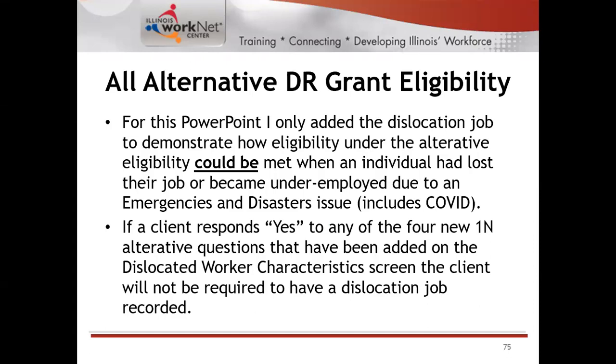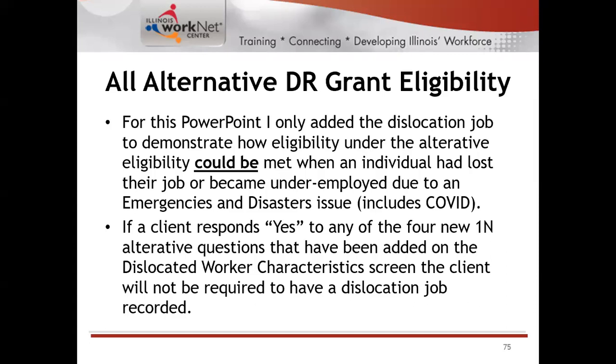So for this PowerPoint, I only added that dislocation job to demonstrate how eligibility under the alternative criteria could be met when an individual has lost their job or became underemployed due to emergencies, disasters. Now, if a client had responded yes to any of those other 4 1N alternative questions that have been added on the dislocated worker characteristics screen, the client would not be required to put that dislocation job. So I just want to make sure we're clear on that.